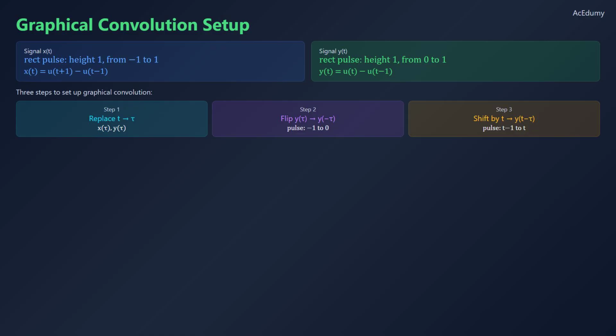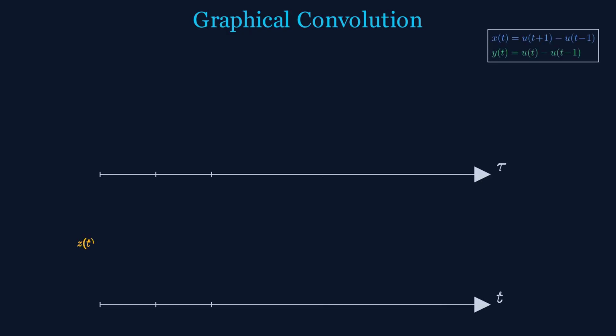To compute the convolution integral, we first replace t with tau in both signals. Then we flip y(tau) about the origin to get y(negative tau), which is a pulse from -1 to 0. Finally, we shift this flipped copy by t to get y(t minus tau), a pulse from t minus 1 to t. Now we slide y(t minus tau) across x(tau) and compute the overlap area at each position.